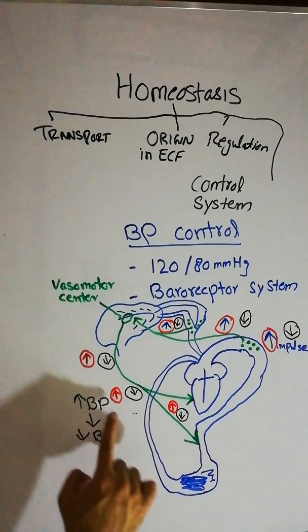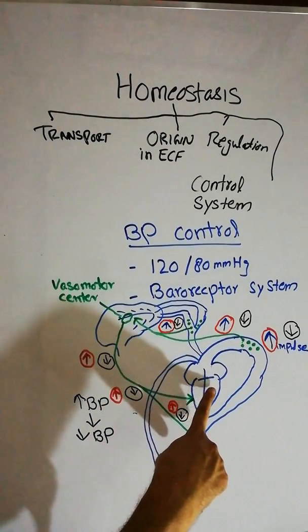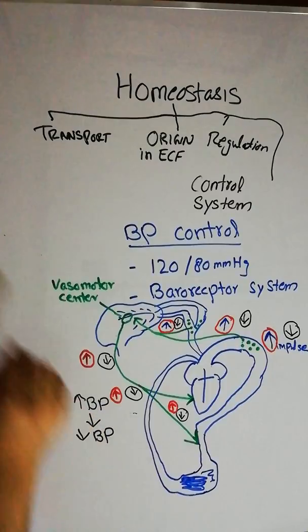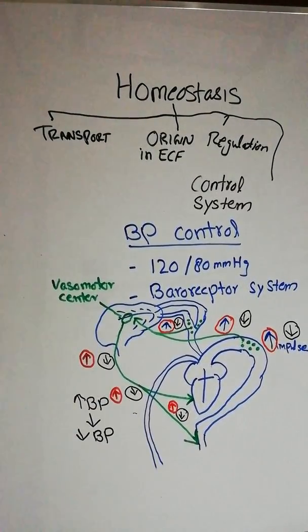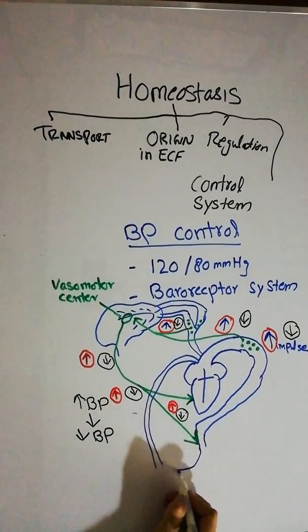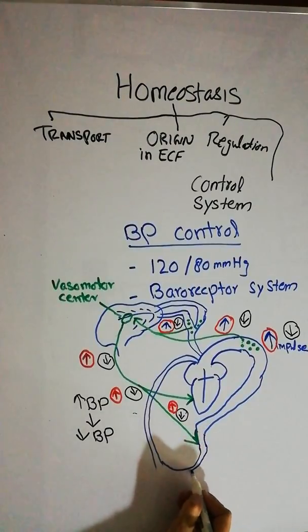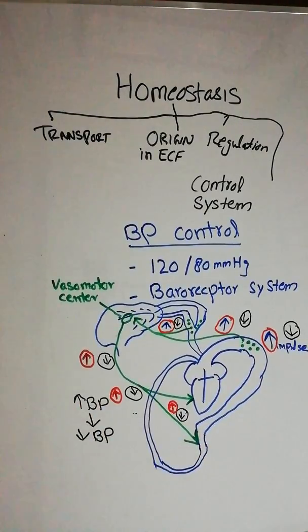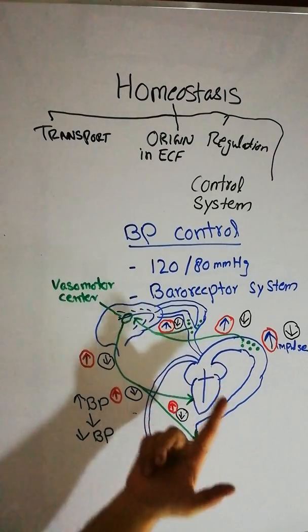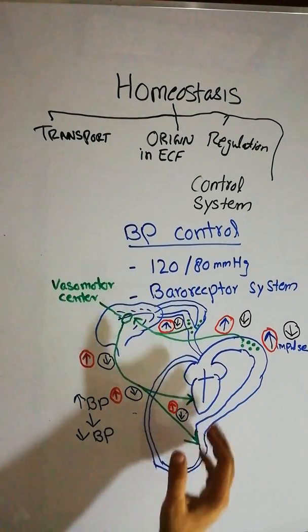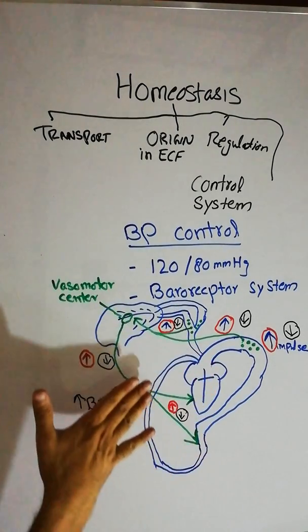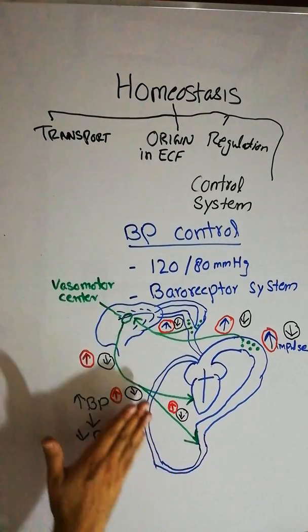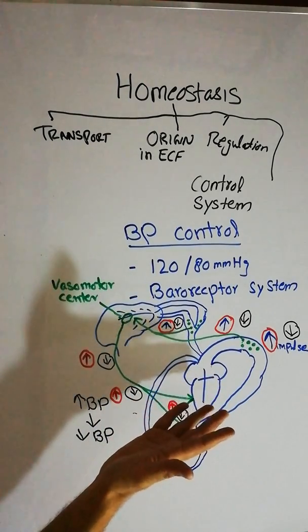When the signals increase, it will increase the pumping of the heart and it will constrict the blood vessels. From the pooling, the pooled blood will be pumped towards the heart. If the pumping of the heart is increasing and the vessels are also being constricted, the BP is being restored, or the amount of blood coming towards the heart is being restored.